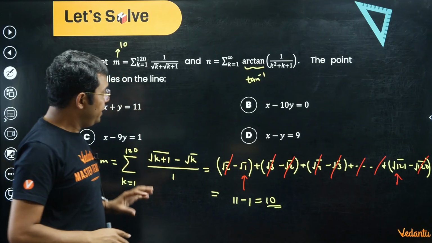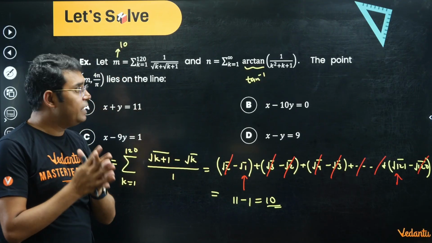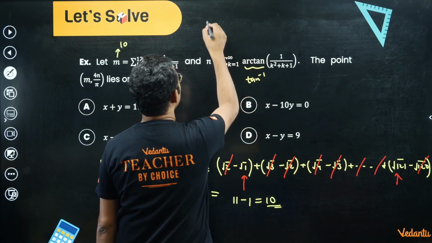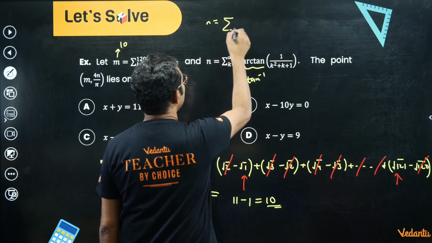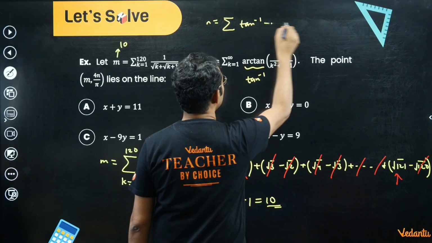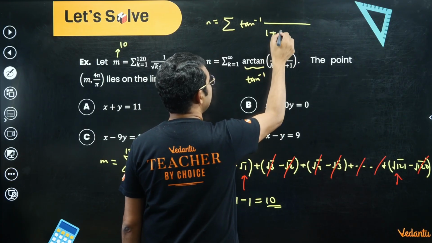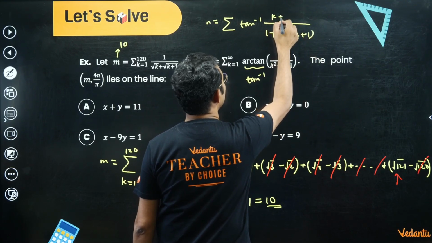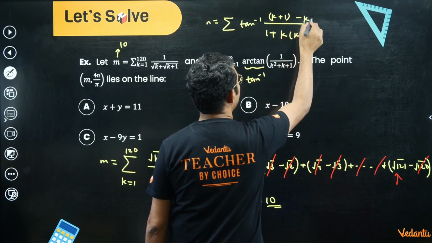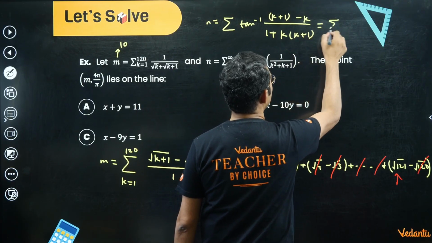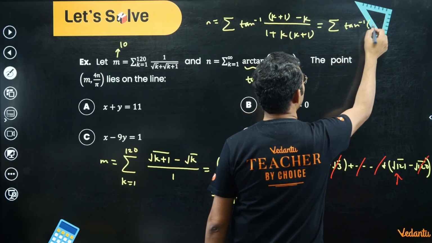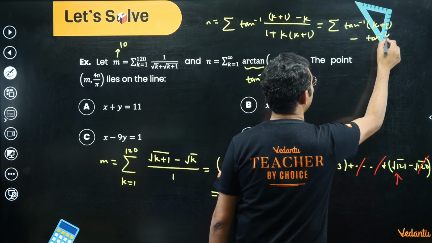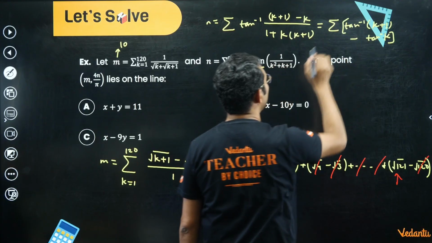So as I told you, in this kind of question, it is always based on the property tan inverse x minus tan inverse y, and you have to understand how this can be done. I will do it here. Summation, I can write this as tan inverse. I can write the denominator as 1 plus k into k plus 1, and here it is k plus 1 minus k. So we can write this as summation tan inverse k plus 1 minus tan inverse k, and we have successfully created a telescopic series.